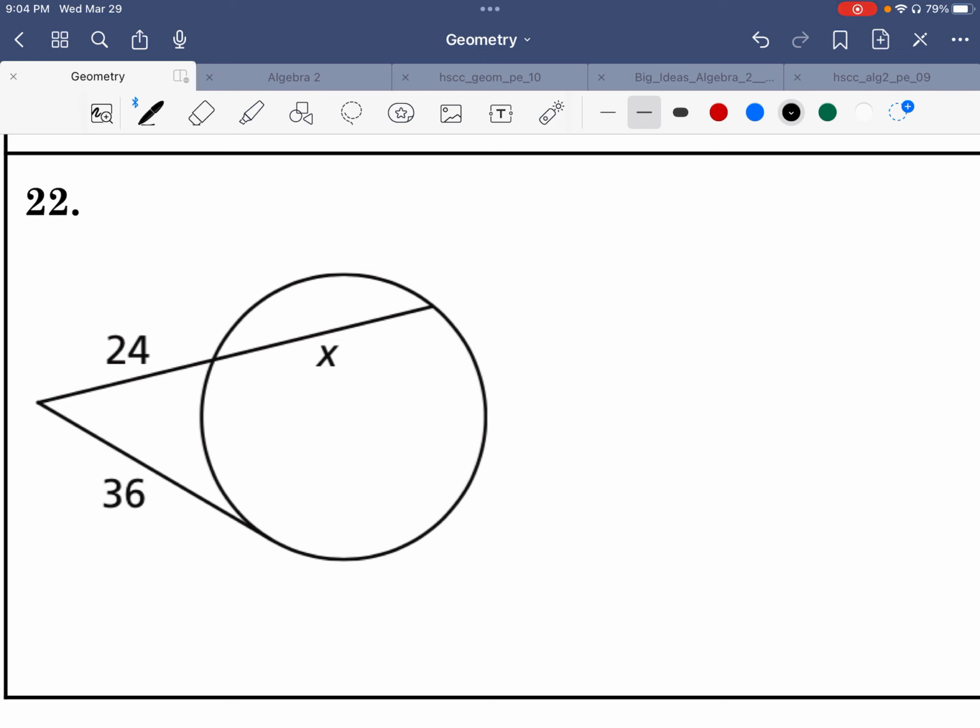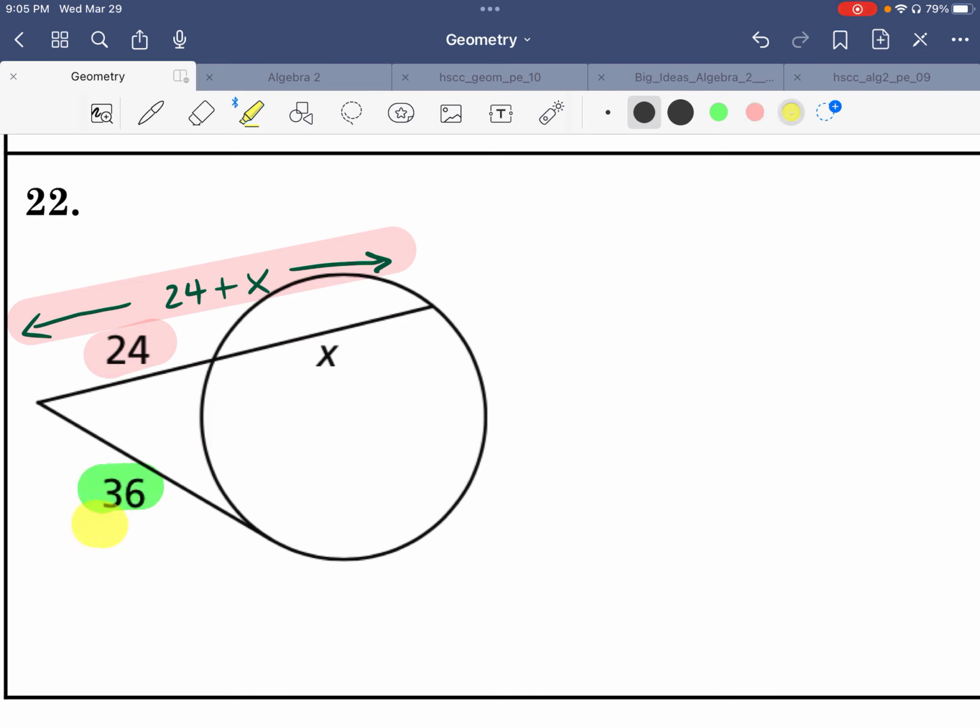So this one here, we have a secant and we have a tangent. Anytime we're dealing with secants, we always want to figure out how long the entire secant is. That's 24 plus x, the outside plus the inside, the chord. So the way that this one works is we're going to multiply the 24, the outside, by the whole thing, the 24 plus x. And then we're going to multiply the 36 by the 36. So the 36 is going to end up getting squared on this one. So let's do the math. 24 times 24 plus x is equal to 36 raised to the power of 2.